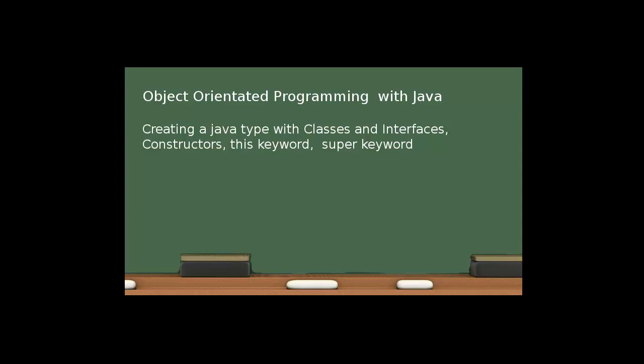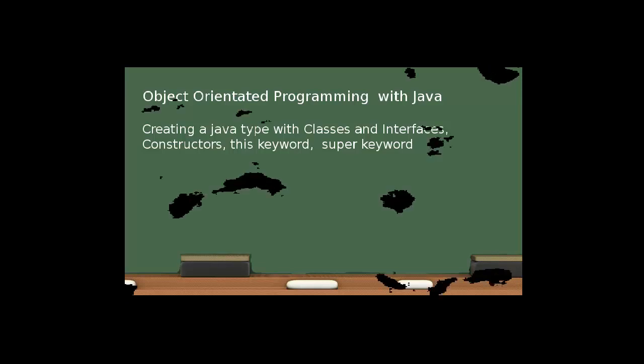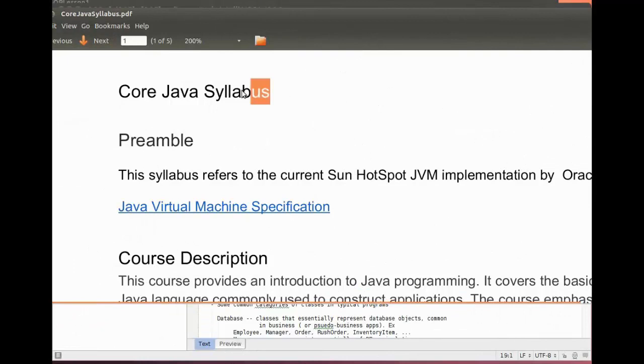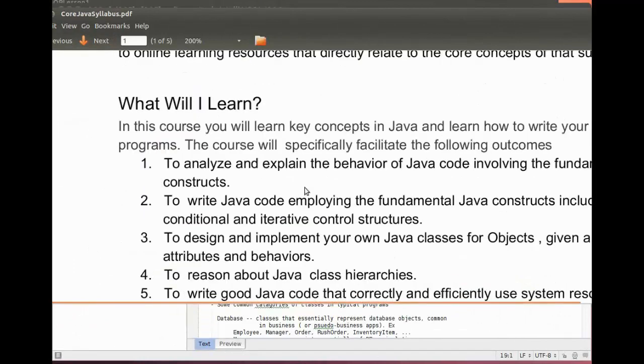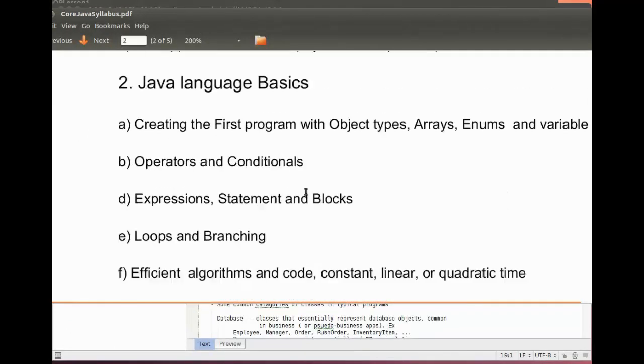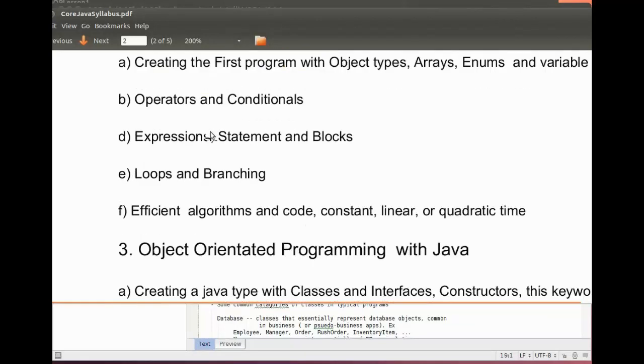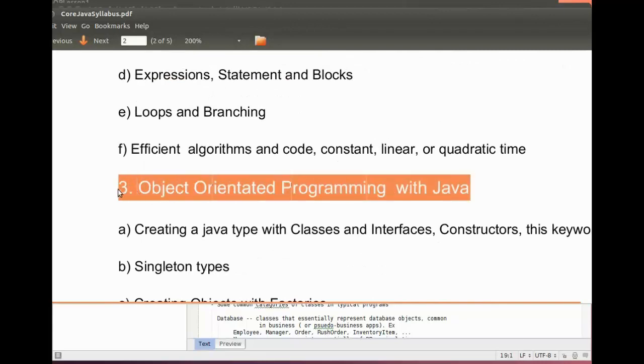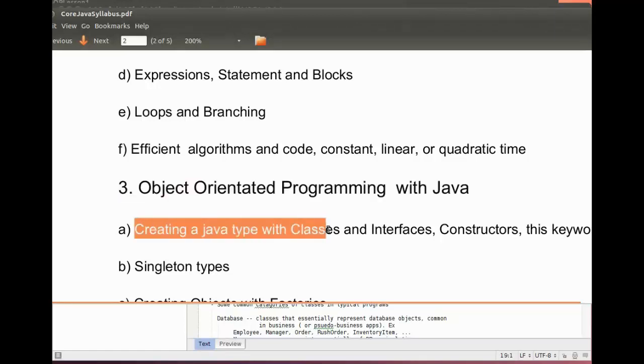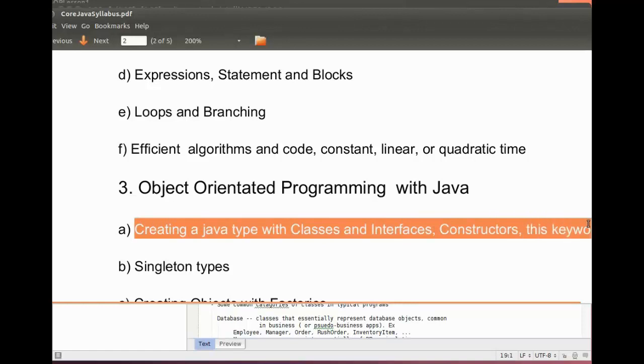In today's lecture, we will learn object-oriented programming with Java. Let's start with our core Java syllabus. And recall, we have completed Topic 2, Java Language Basics. Now we are moving on to Topic 3, Object-Oriented Programming with Java. In particular, Subtopic A, creating Java types with classes, interfaces, constructors, the this and super keywords.